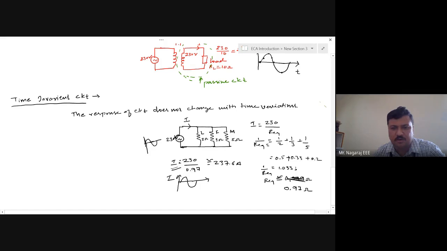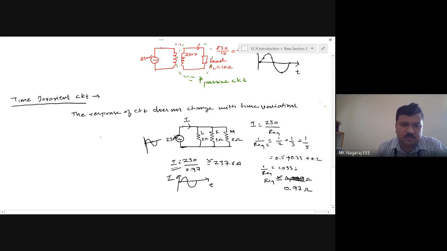So see, the output of the circuit is current. The current is changing with time. But the circuit is not changing its behavior with time. The response of the circuit is the same at every point of time. This is called time invariance. If the behavior of the circuit doesn't change, then that property is known as the time invariant property or time invariance of that particular circuit.